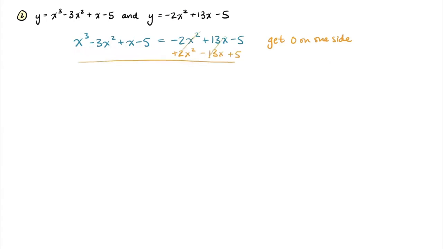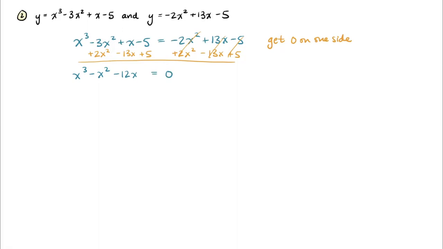So all that stuff on the right is going to cancel. I'm going to line up the plus 2x squared and the minus 13x and the plus 5 on the left with the like terms that we can combine. Okay, negative 3x squared plus 2x squared is negative 1x squared. 1x minus 13x is negative 12x. And then negative 5 plus 5 is 0. So here we are. That's looking a lot better.